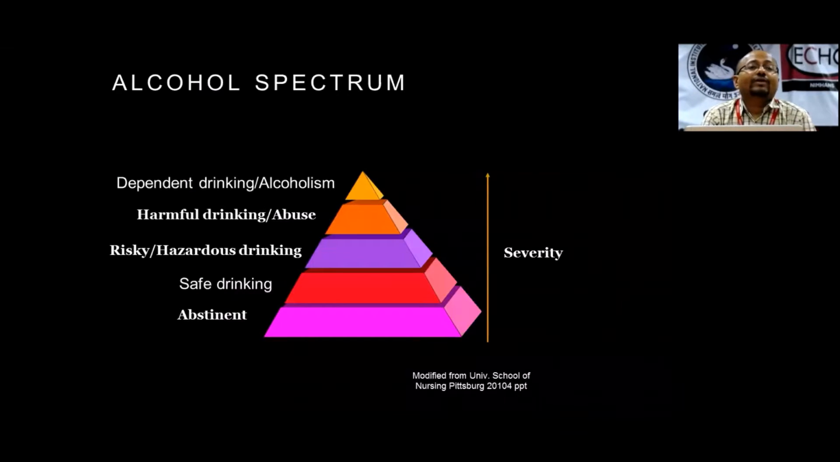So look at the spectrum of alcohol usage. You can see a majority of people are abstinent. They don't drink at all. Then we have social drinking, then risky or hazardous drinking, harmful drinking, and dependence or alcoholism, the tip. The severity increases as you go from top to bottom. The point I'm highlighting is that the persons we see in our practice in this hospital are at the top end with severe problems. But before a person reaches the yellow top, he has to pass through a couple of other steps. Our job is to identify them in those steps so that you can help them better.